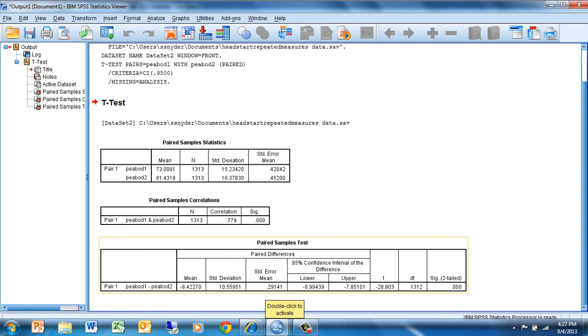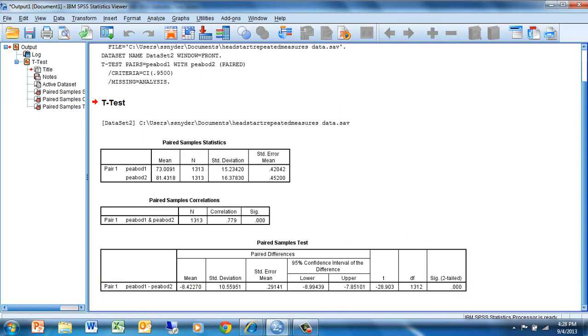So to understand what our t-value is going to be, we divide 8.42 by the standard error of 0.2914, and that gives us a ratio of 28.9, which means that our observed difference in means was almost 29 times greater than the difference that we would have expected on the average simply due to random sampling fluctuation alone.